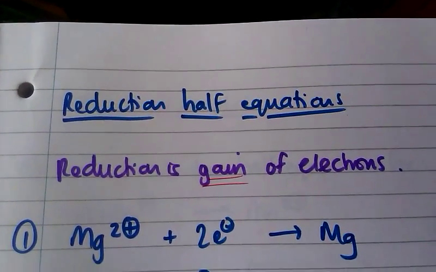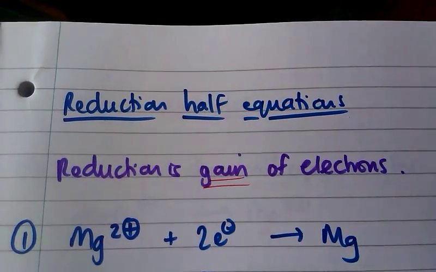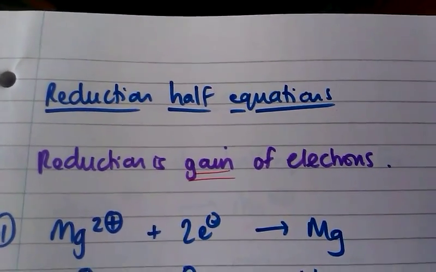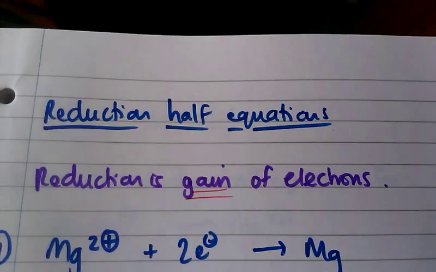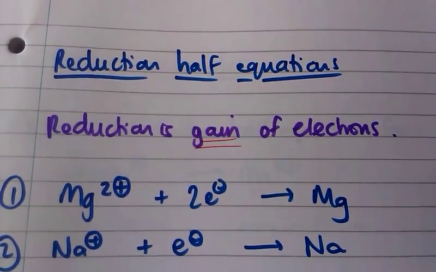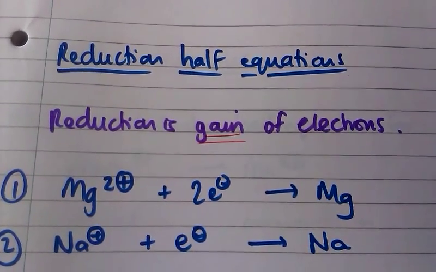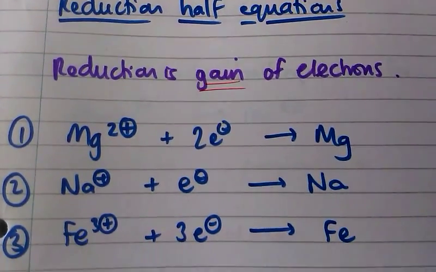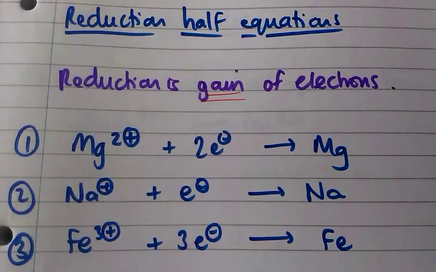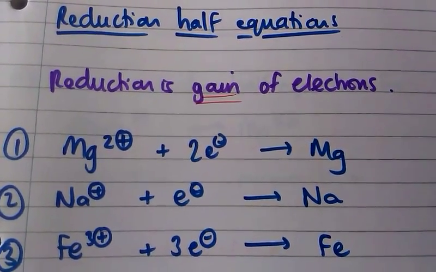So the first example, we have magnesium 2+ gaining 2 electrons to give magnesium. Secondly, we have sodium ions gaining 1 electron to give sodium, and then iron 3+ gaining 3 electrons to give iron.